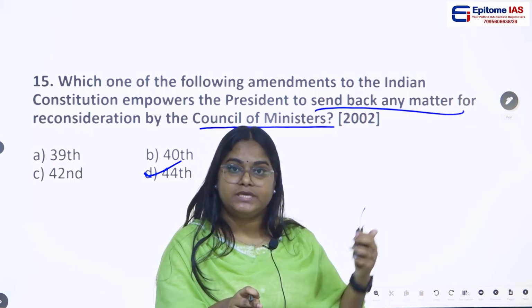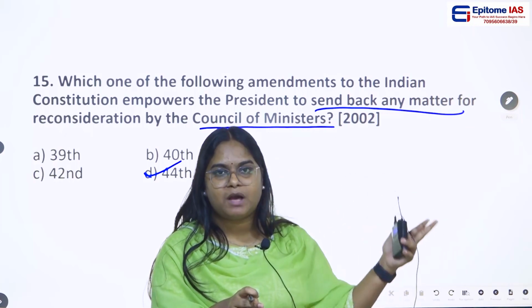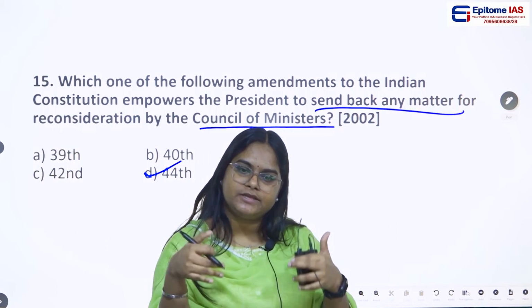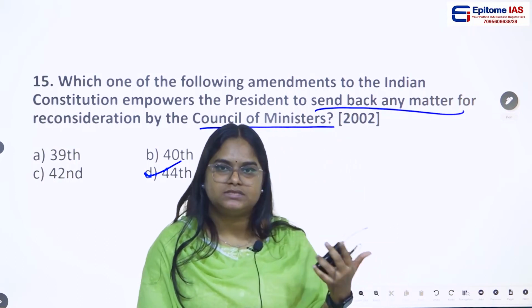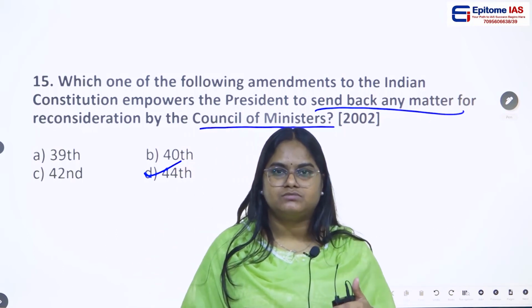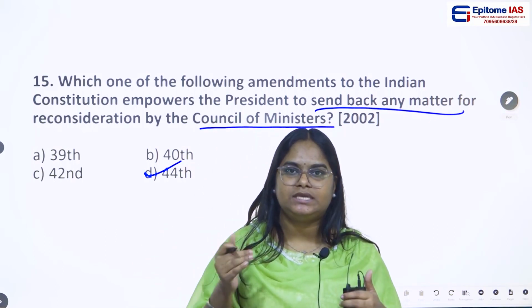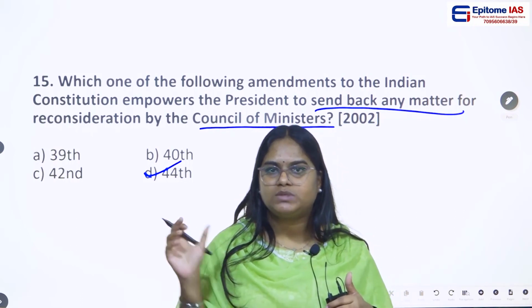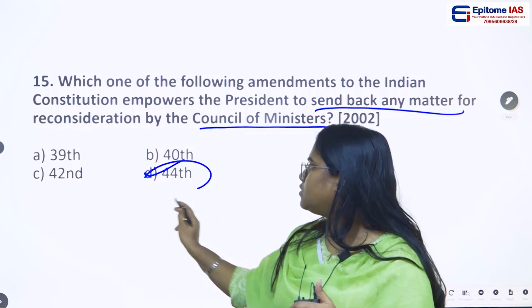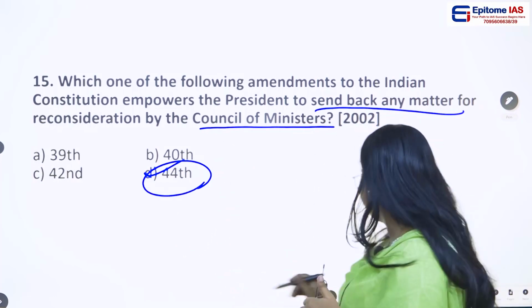But again, if the same bill is passed by both the houses and comes again to the table of the President, he must give his assent. He can't again send it for reconsideration. So at least for the first instance, he can send it for reconsideration. This particular provision was added in the 44th Constitutional Amendment Act.